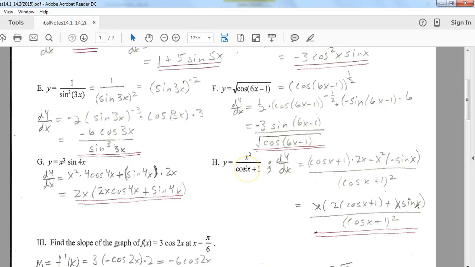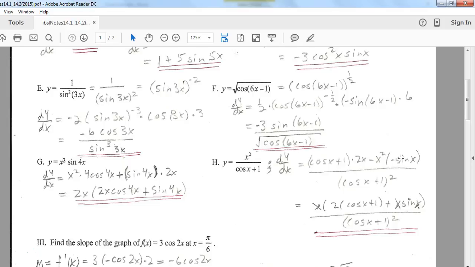Right here we have a quotient rule. So we got our low d high minus high d low over low squared. And so we have the bottom times the derivative of the top minus the top times the derivative of the bottom over the bottom squared. And so here we have the quotient rule that you see over here on the right. So if you want to pause and give that one a try first, that would be good. But I have my bottom term times the derivative of the top minus the top times the derivative of the bottom. So if you look down there at the bottom, this is our new concept for today, derivative of cosine x plus 1.